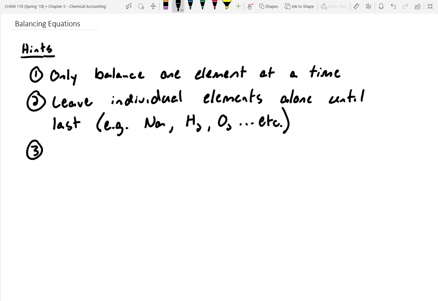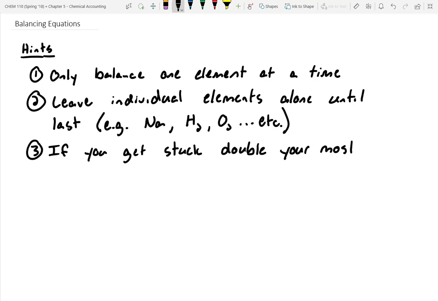And then the third one is if you get stuck, double your most complex compound and start over.